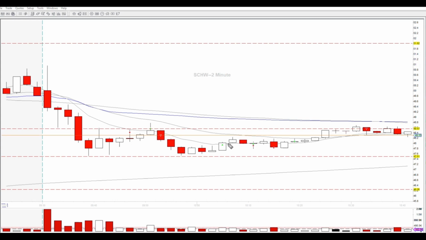So what I should have done in this situation was wait for a break of this low of day and then look for a setup underneath this level, and that would have been much more clean. Then I would have known we're in a downtrend. Anyways, I take this trade right here, I just stop out of it right away.